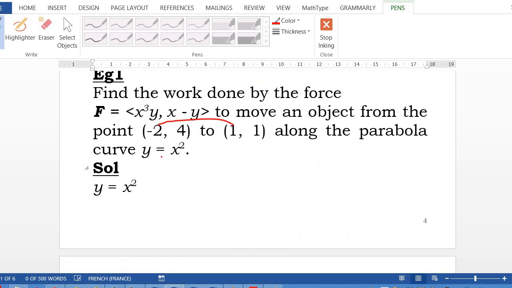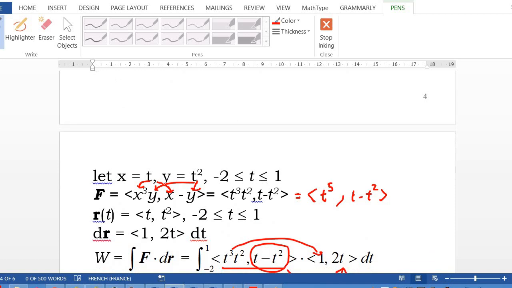Like in this example, along the curve y equal to x squared, you let x be t and y be t squared. Then your r(t): the i component is the parametric equation for x, the j component is the parametric equation for y, and the k component is the parametric equation for z.